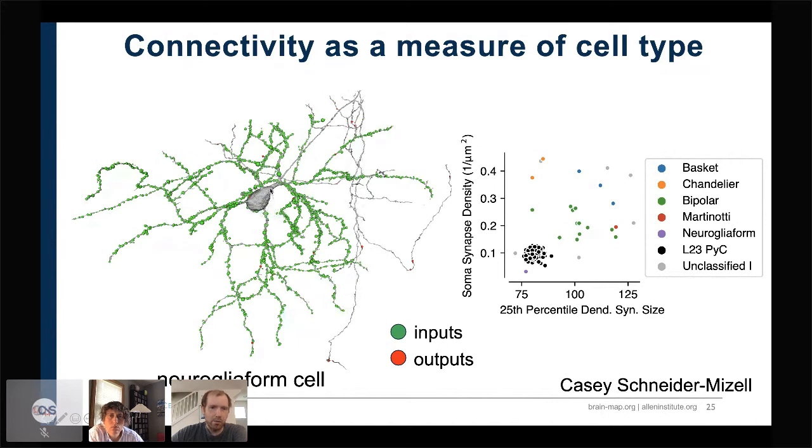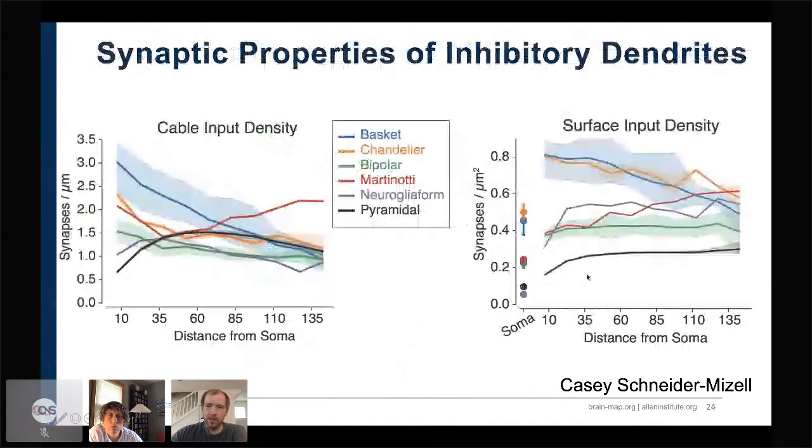You can also see the remarkable lack of synapses in the somatic compartment of this neuron, even though it has many, many synapses on its dendritic components. One way you can see that in the previous plot is that the density of synapses on the soma per unit micron of this neurogliaform cell is in fact below the density on pyramidal cells, where in general the inhibitory cells tend to have more synapses on their somatic region.